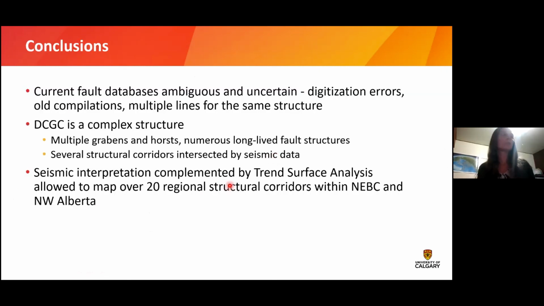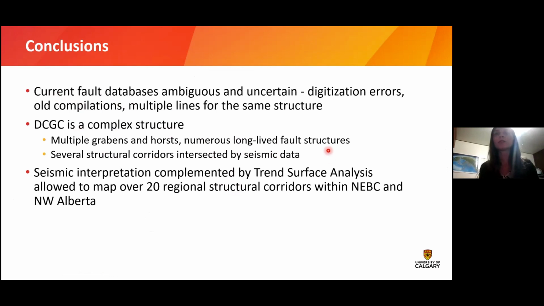So just to conclude, because I think I'm about to end, the current fault databases are very ambiguous and uncertain. We very commonly have errors from digitization. There are some old compilations, or many authors are using different nomenclature. And also the Dawson Creek itself is very complex.